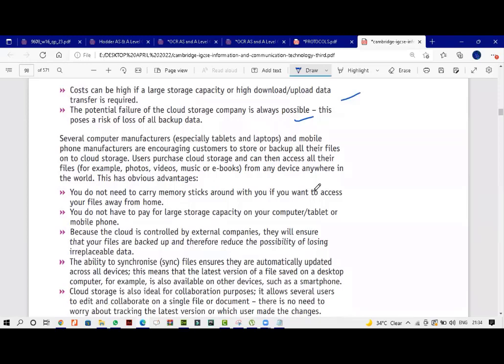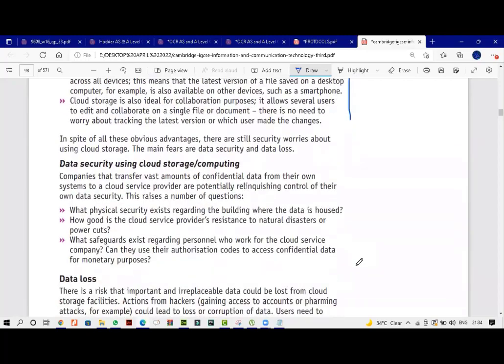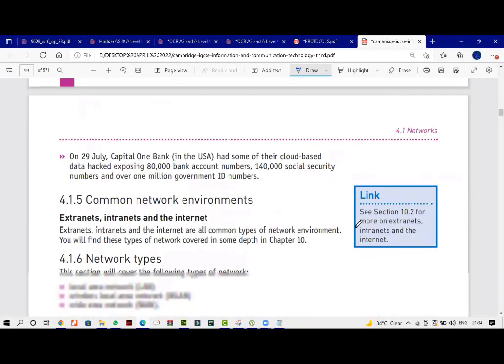So these are the obvious advantages, these are the ones written here, but they are typical, please go through it. If there's a point, let me know. It's very typical. So the way we explain what data security issue can come, what security issue there can be generally with data loss.